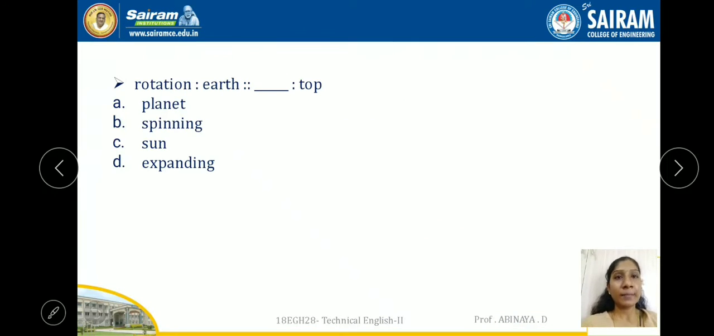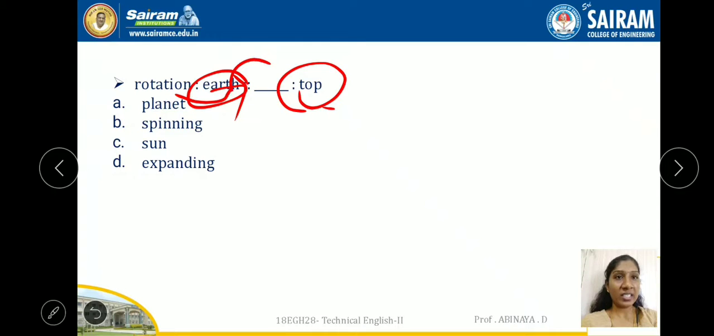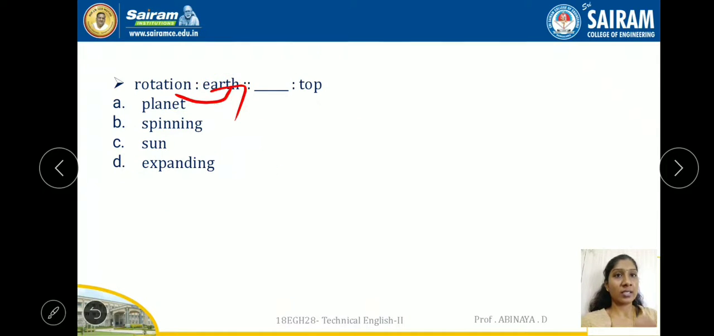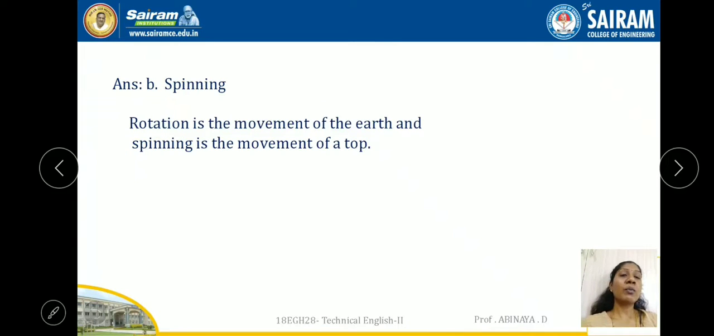Right. So rotation. Earth rotates. It's a movement of the earth. So top. So obviously there should be a movement here. Planet is not a movement. Sun is not a movement. Expanding, a top will not expand. It's a movement only, but a top will not expand. So finally what is remaining? Spinning. So rotation is the movement of the earth and spinning is the movement of the top.